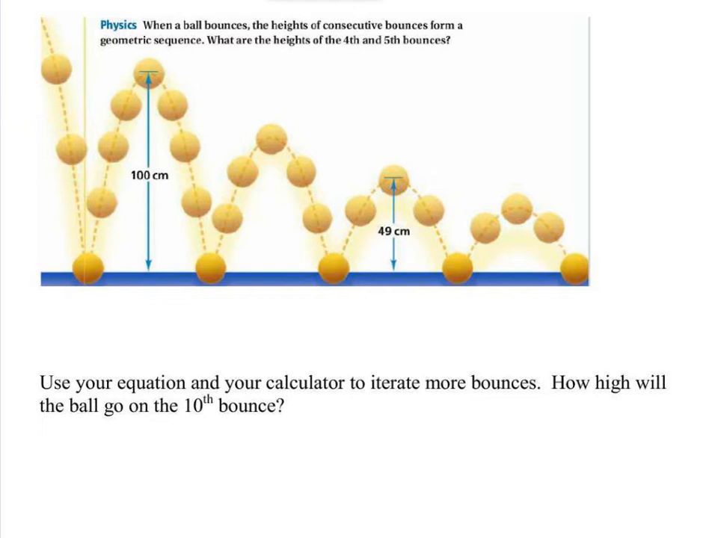So it's telling you that this ball bounces in a way that makes a geometric sequence if you were to measure the height each time after it bounces. What are the heights of the fourth and fifth bounces? Could we take the geometric mean of these two numbers? That would give us this. And then we could figure out the ratio, sure.